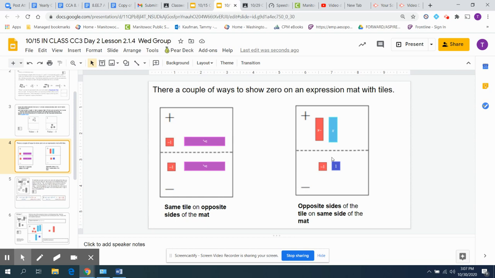Another way to make a zero pair, and this is probably the most common one that we see, is if it's on the same side of the mat and they're different sides of the tiles. So a negative x and a positive x, they make zero. That's a zero pair. And if on the bottom I have two tiles that are the same but opposite sides, they make zero as well. So these are the two different ways to make zero.